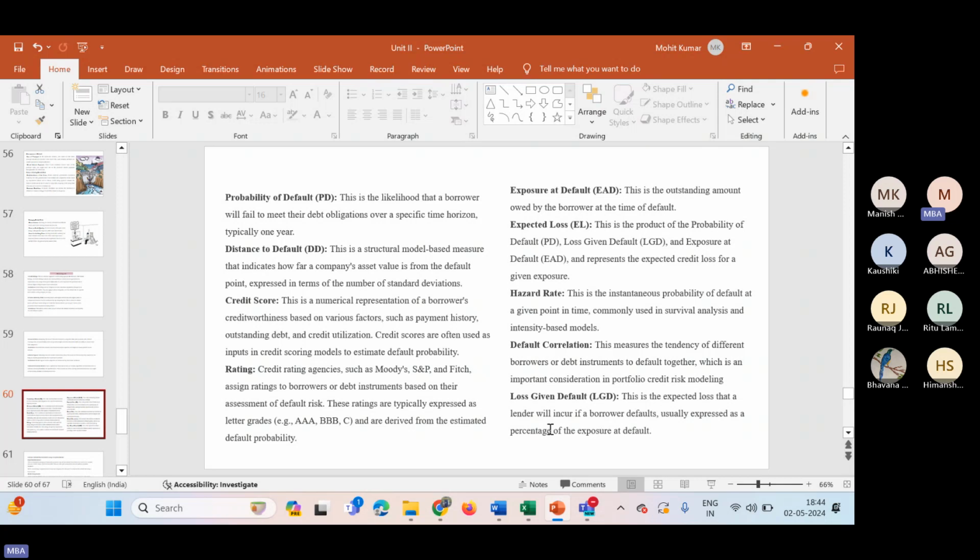So these are some terminology. Read it again and again. Sometimes they might be confusing. It looks like exposure at default is the same as loss given default. But if you read it a little bit more carefully, you will understand the differences. So read this carefully, and you will have a better understanding of all these things.